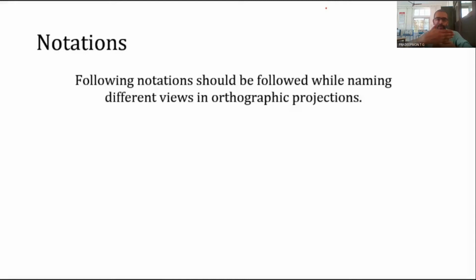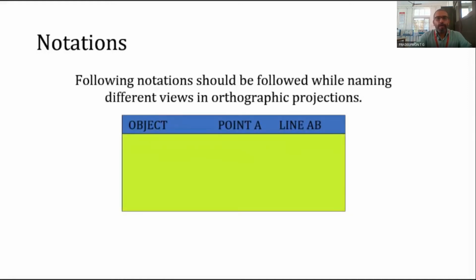So that way, depending on in which quadrant the object lies, the top view and the front view can be above the XY line or below the XY line. So how to differentiate these two things when we draw something? In order to differentiate these things, we have to follow some naming conventions. The naming conventions are nothing but how an object should be named in front view as well as top view and side view. That is it.